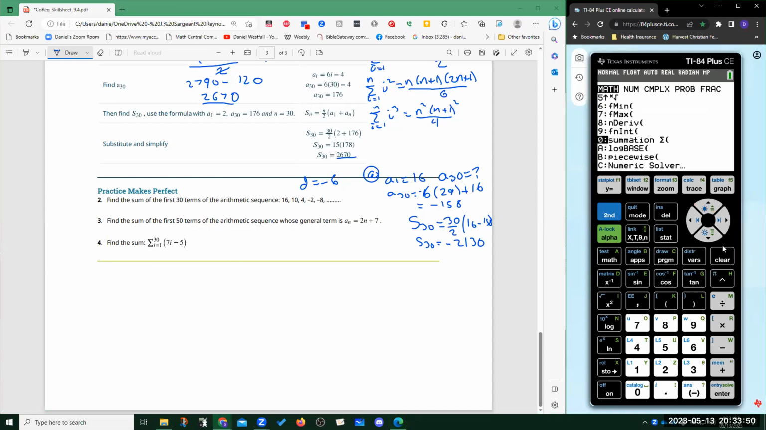Math, summation, x equals 1 to 30. And our general formula here looks like it is negative 6x plus 10.